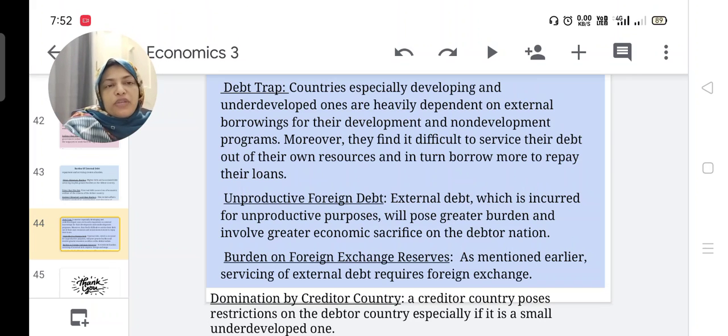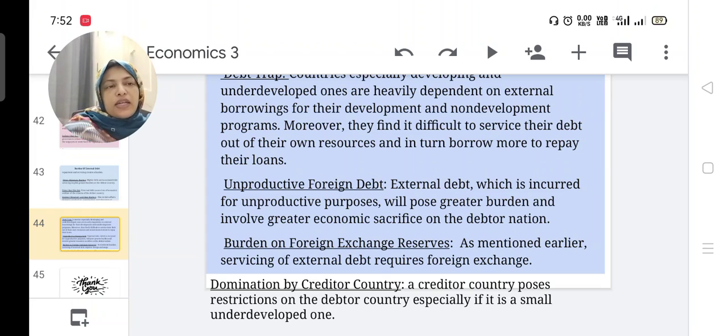Then domination by creditor country. A creditor country poses restrictions on the debtor country, especially if it is a small underdeveloped one. So now we have to pay so much debt to the World Bank. So the World Bank is the creditor. We are the debtor. So we are facing so many restrictions from the World Bank.